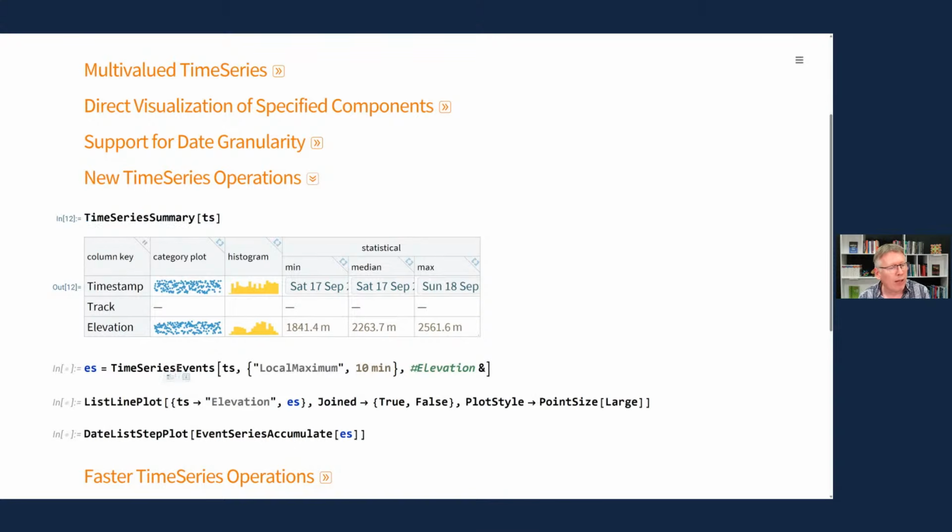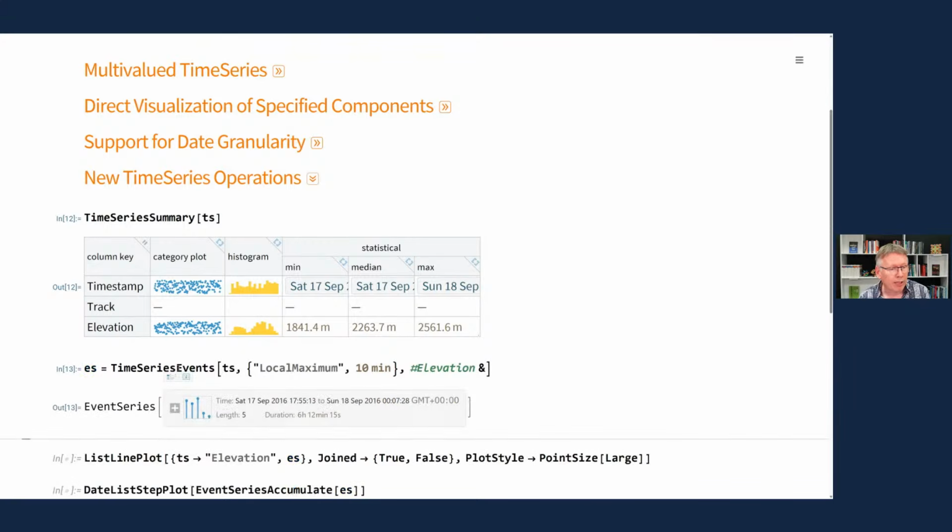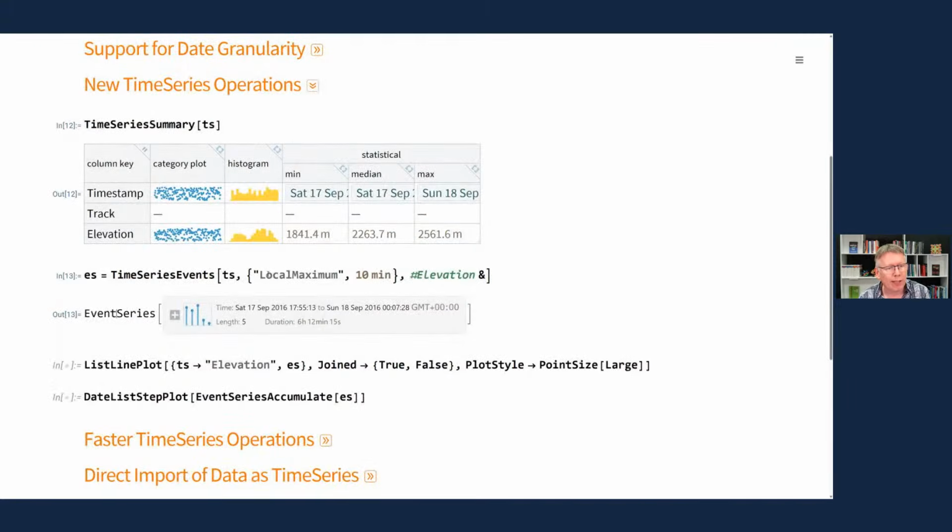We can look for events that are happening in a time series. So TimeSeriesEvents takes my time series and turns it into an event series of when the events happened. And there's a fairly small set of events here. What I've asked here is for local maxima. So obviously we're on a walk here, and I want to find out when did we hit the top of some hills.